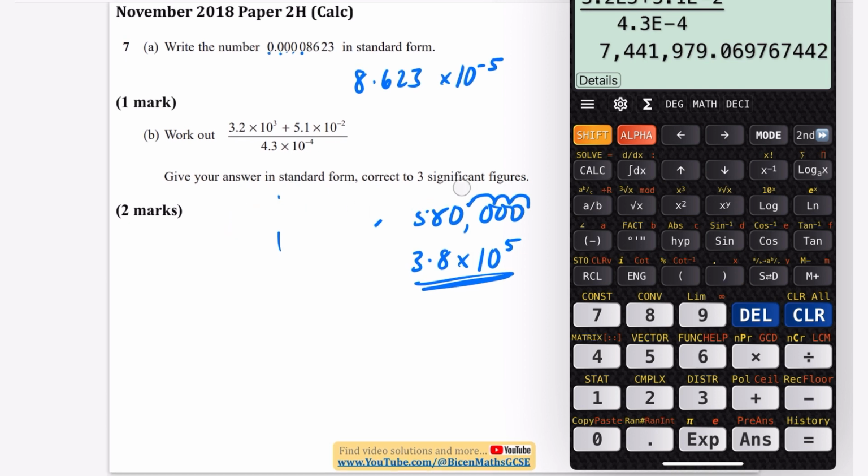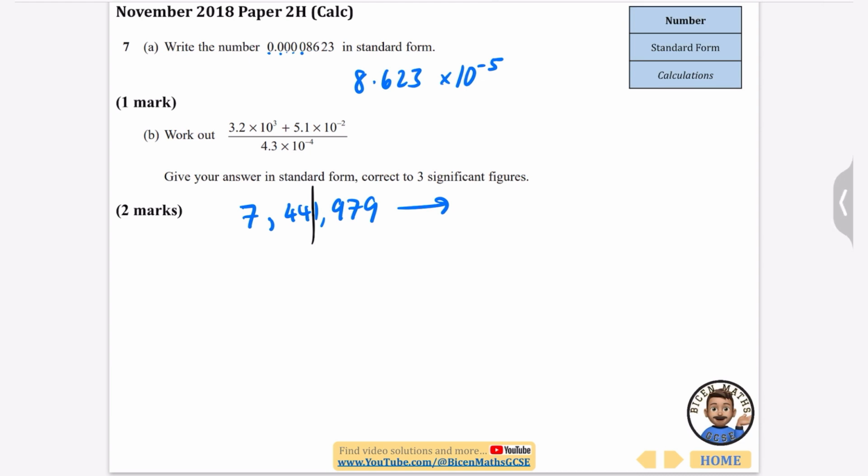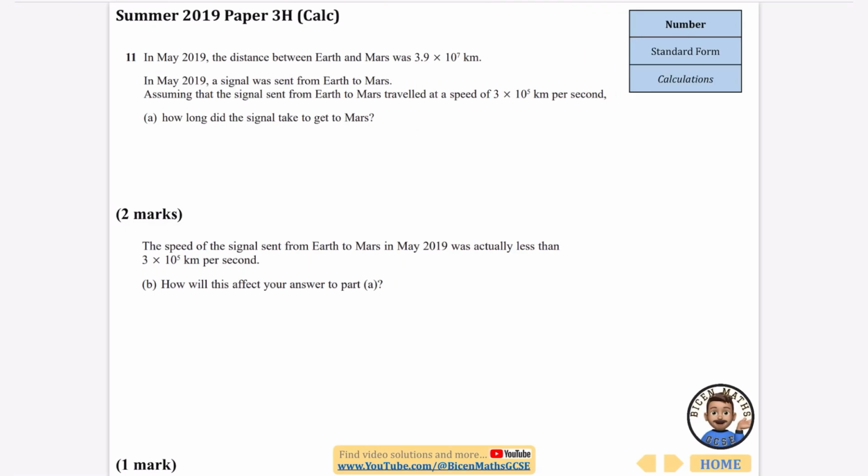So let's just quickly erase this. It is 7,441,979. Now let's round that to 3 significant figures. After 3 significant figures, that is going to be 7,440,000. Now to get that into standard form, that is going to be 7.44 times 10 to the power of 6, because it's having to move those 6 spaces that we've got there. So very easy to make a mistake, but I quickly corrected that, seeing I'd got that wrong.